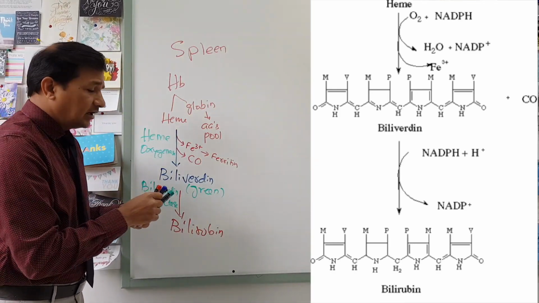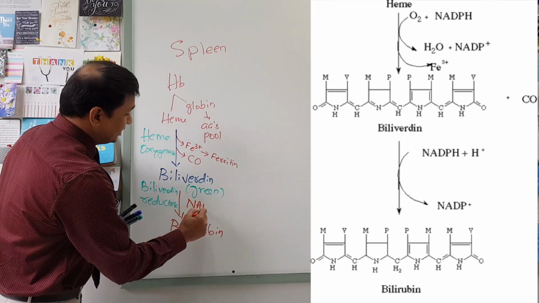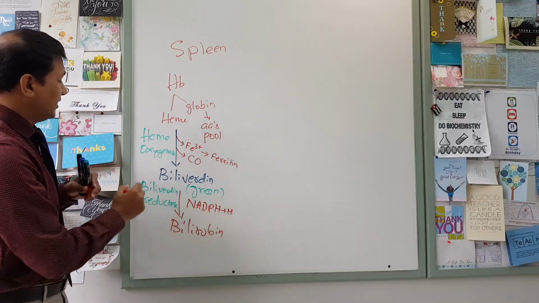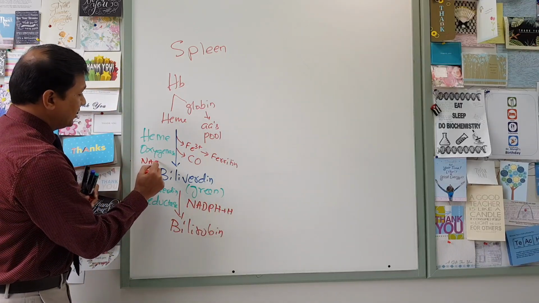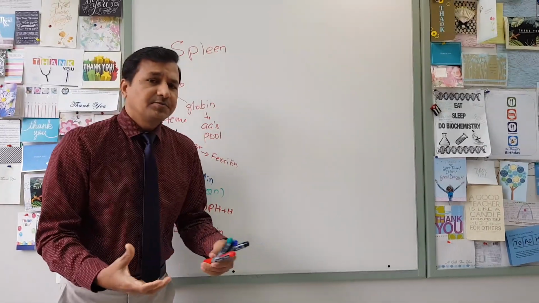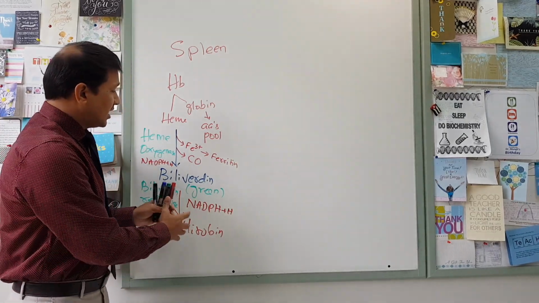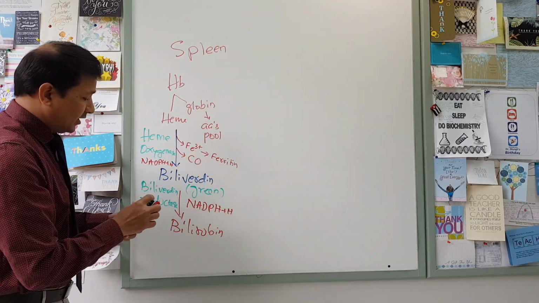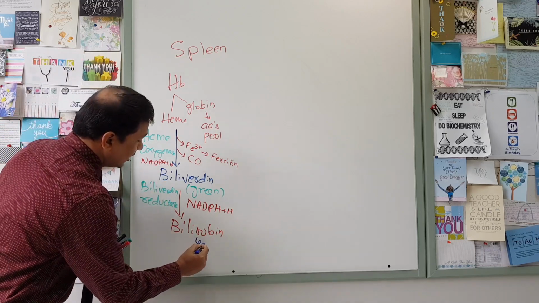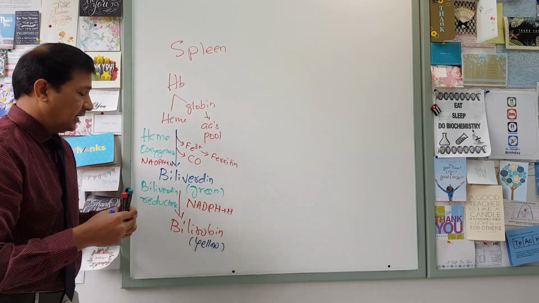And for that, you need an NADPH molecule. So NADPH plus H plus is needed to do this function, and also for heme oxygenase you need NADPH plus H plus. You all know NADPH plus H plus comes from the pentose phosphate pathway. So this is how biliverdin is converted into bilirubin, and bilirubin is yellow in color, whereas biliverdin is green in color.